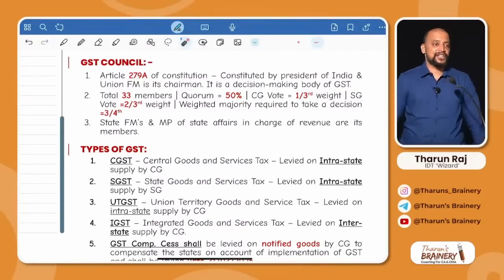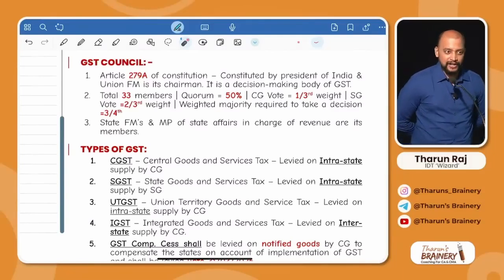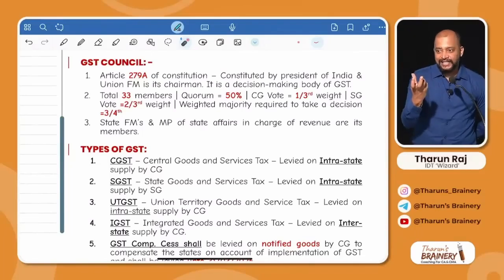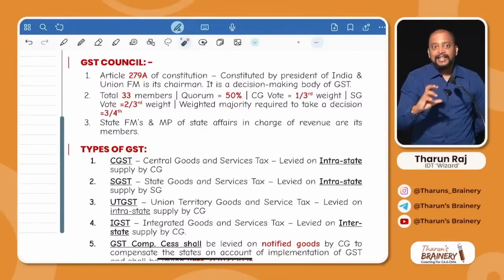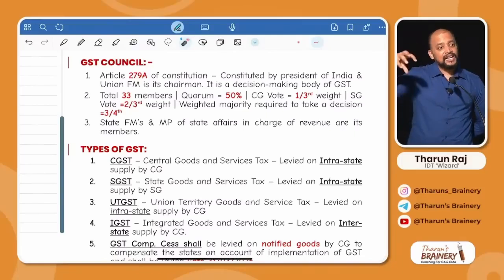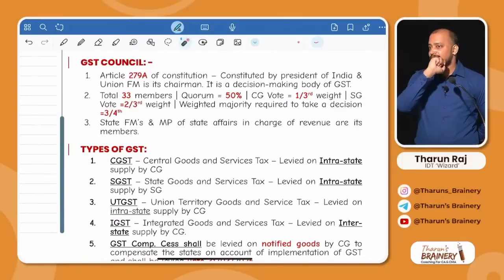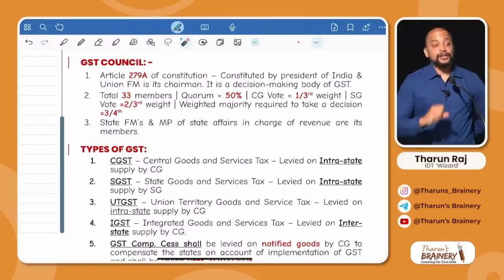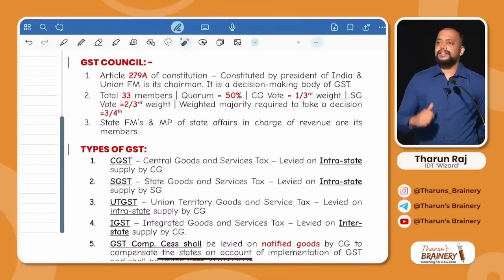Then who should take decisions? Both CG and SG should take decisions, correct or not? And how do they take the decisions? They cannot take them independently, they need to take them collectively. For that reason, they created one council called the GST Council. Is the GST Council a constitutional authority or a government body? It's a constitutional authority.